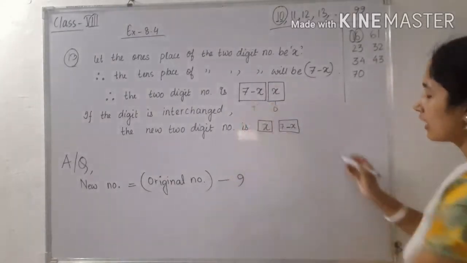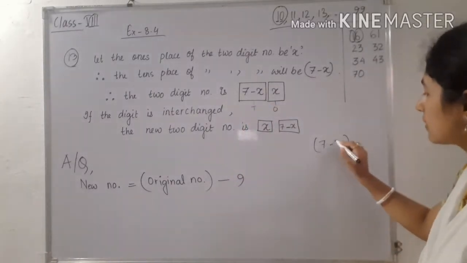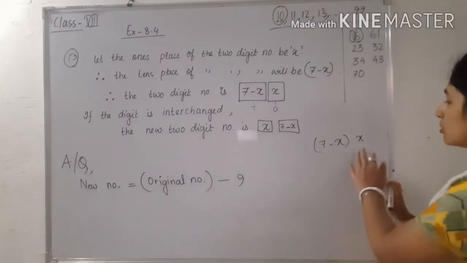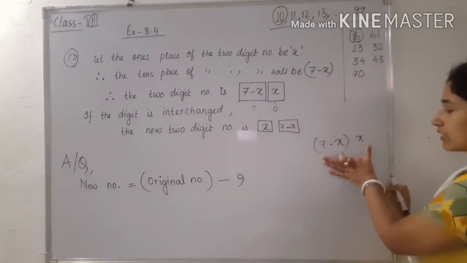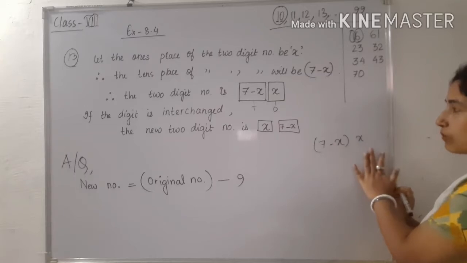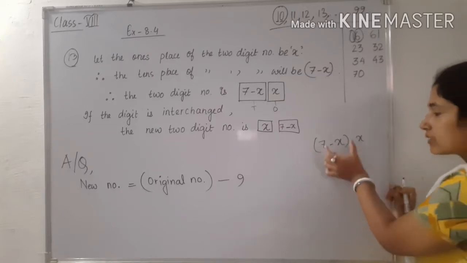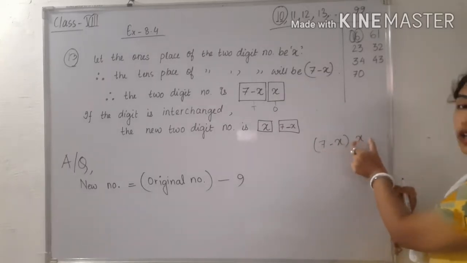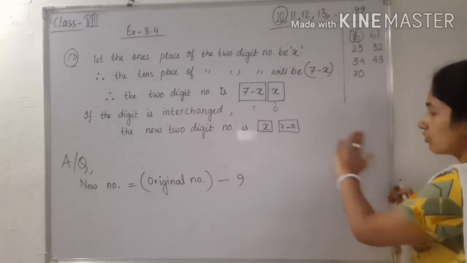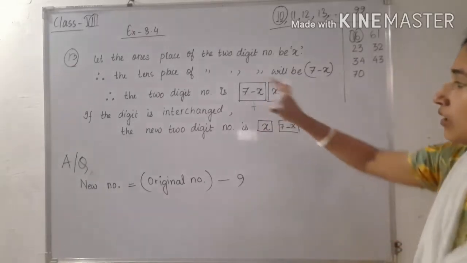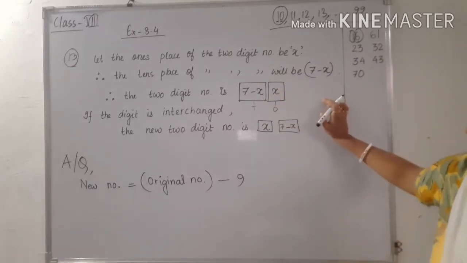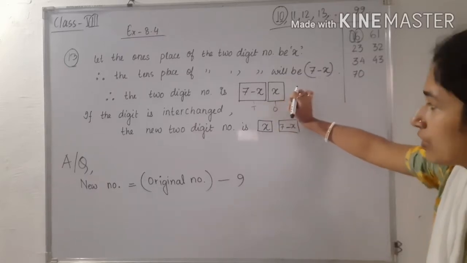I have not written it like this. If I write it like this in brackets, then it looks like we are multiplying these two numbers, but it is not multiplication. This number is in the tens place and this is in the ones place. That's why I have written it in rectangular boxes. So this is in the tens place and this is in the ones place.